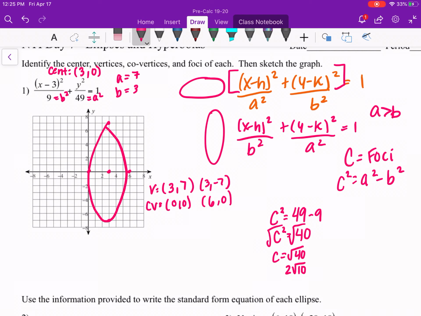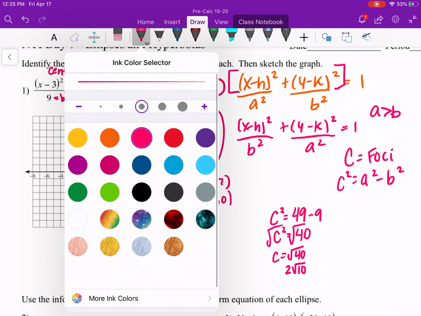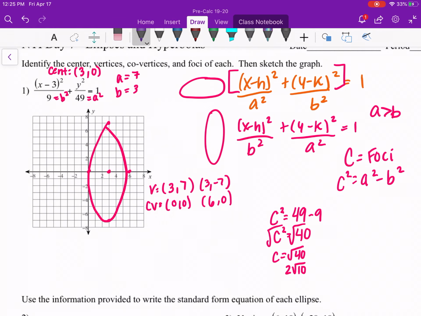And then you can type that in on a calculator to get more of an estimate of what that number is. It's more like 6.3. So that'll help you put your foci point in there. I'm going to go 6.3 in each direction, and that'll help me draw. Well, now I have to redraw this because it excludes the foci. So I'm going to try again. There we go. And then you can see my purple dots are my foci, which are in there.